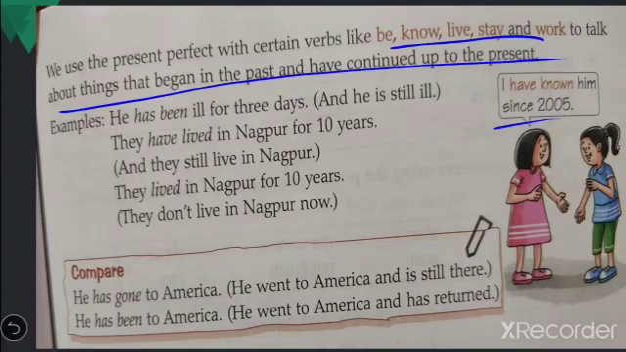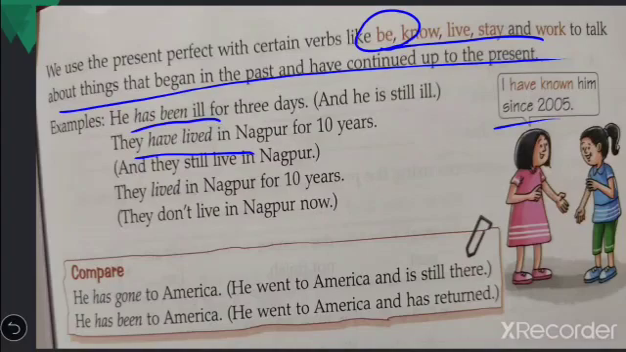He has been, look at be, the past participle form is been. He has been ill for 3 days and he's still ill. In the present also, the person is ill. They have lived in Nagpur for 10 years. Meaning in the present also they are living in Nagpur, and they still live in Nagpur. So for that we have to use present perfect tense.